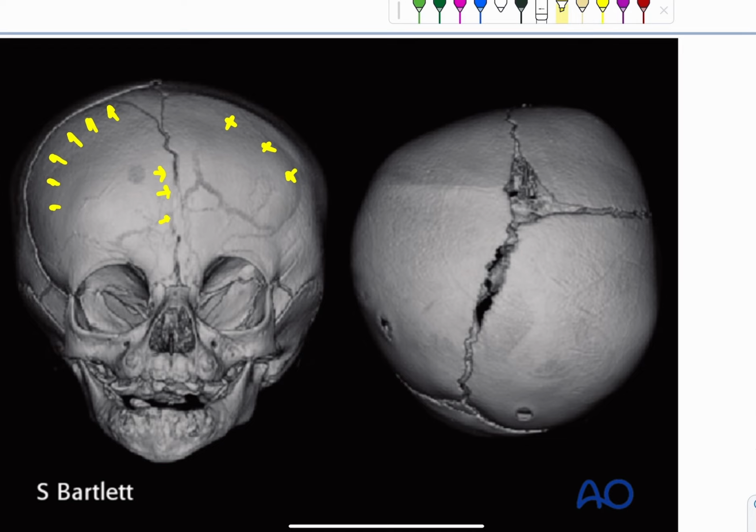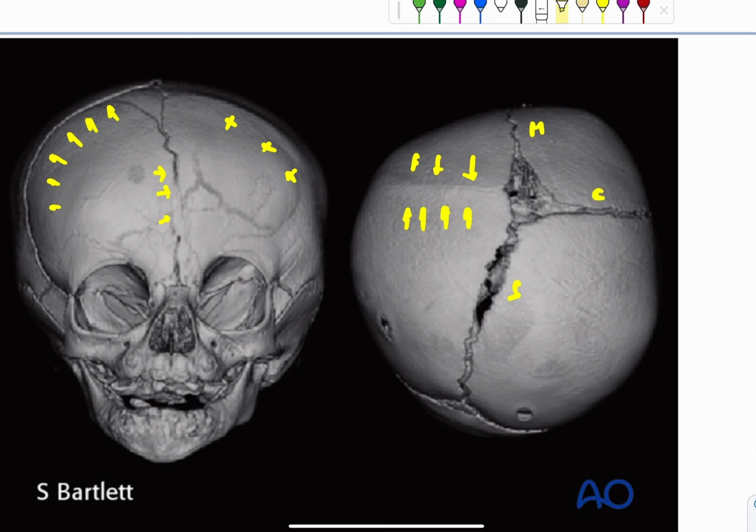If you look at the same image from the top, you see this is the metopic suture. This is the sagittal suture, and this is a coronal suture on one side. You see another, you see a ridge here. What is this ridge actually? This shows fusion. The coronal suture on the left side is fused. Okay. Now what will happen if the coronal suture is fused?